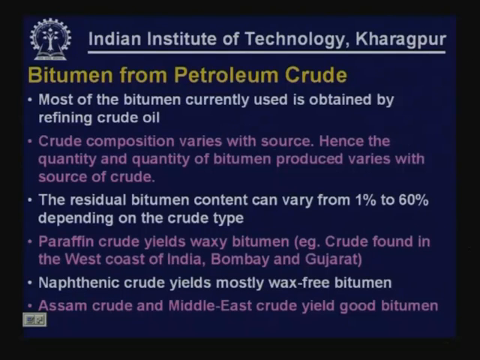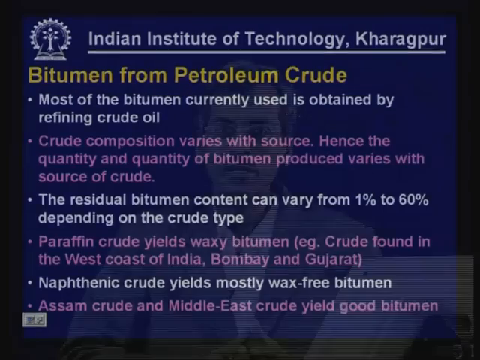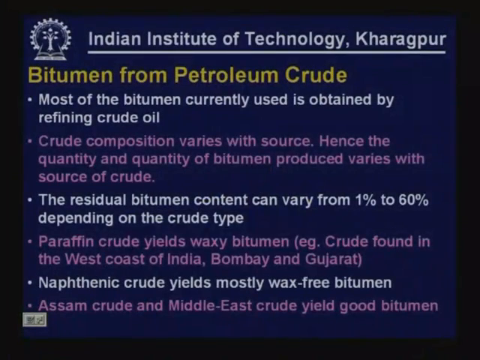As I said, most of the bitumen that we use currently is obtained by refining crude oil. The crude composition varies with source. Hence, the quantity and quality of bitumen that can be obtained from a given source will also be different. The residual bitumen, that is the quantity of bitumen that can be obtained from different sources of crude, varies from about 1% to 60% depending on the crude type.